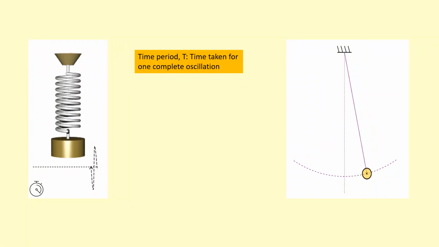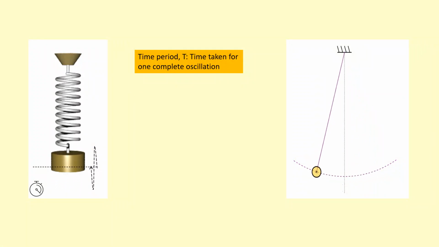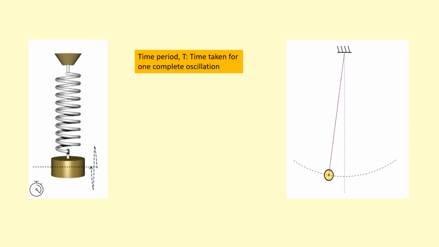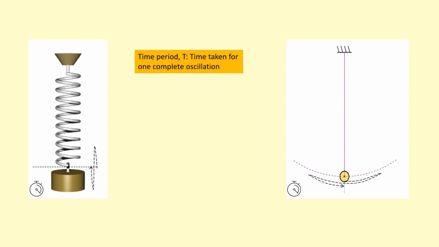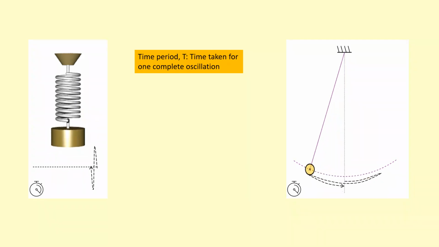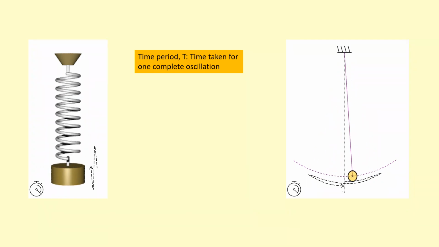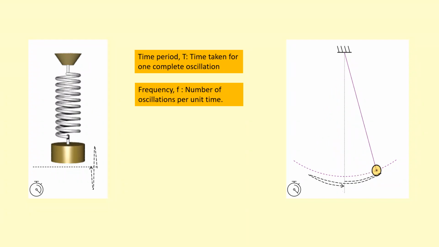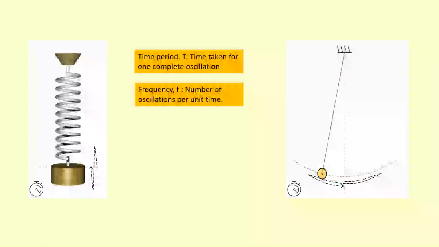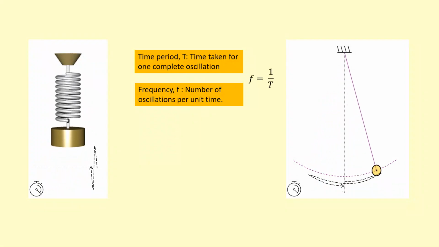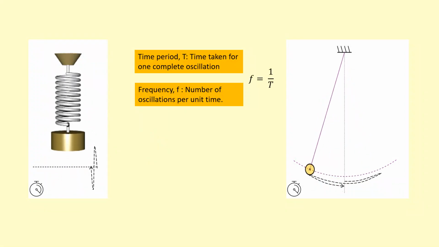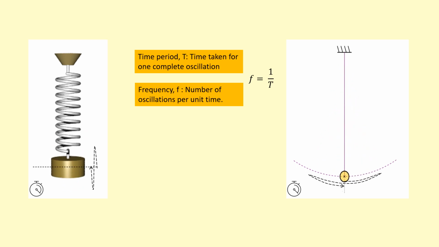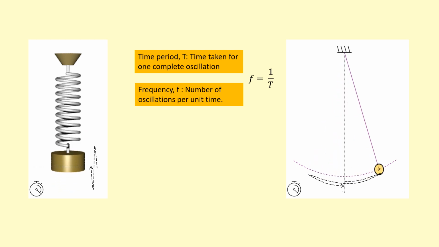Of course, you time multiple oscillations and then you divide by the number of oscillations to find the actual time period. For the pendulum, we can do something similar and time how long it takes to go to the same point in the same direction again. And then you can use the time period, which is given the letter capital T, to find the frequency, which is f, and the frequency is the number of oscillations per unit time, and they're related through this equation. As you can see, a lot of the terms here overlap with the circular motion topic and the waves topic, as this is periodic motion.